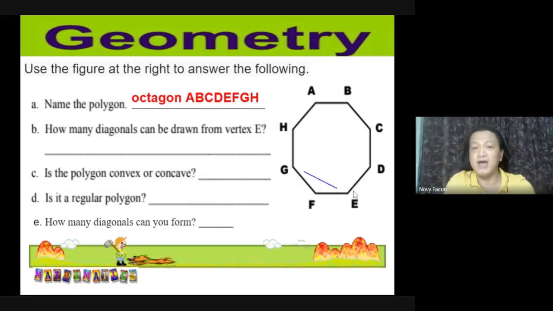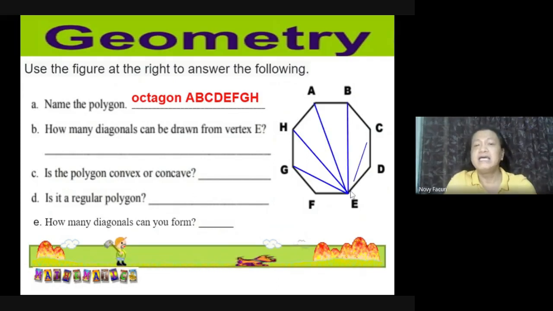So, tignan natin. We have EG. Remember, kapag nag-draw ka, dapat 2 non-consecutive vertex. Hindi pwede dito. Kaya dito tayo nag-start. Kaya we have EA, EG. Next, we have EH, EA, EB, EC. And bibilangin natin how many diagonals do we have. So 1, 2, 3, 4, 5. Kaya ang sagot natin dyan, 5. Okay, pero pwede ka naman gumamit ng formula, di ba? N minus 3, or simply 8 minus 3 is equal to 5. So same lang doon sa nilista natin. Okay, so pares yung sagot natin doon.